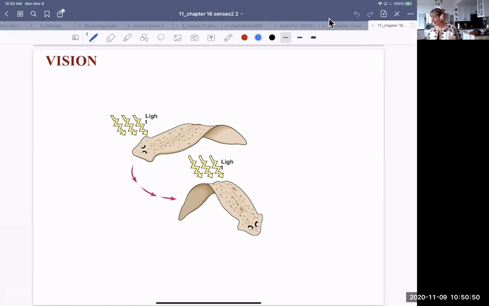So you're wondering why we have this funny looking little critter here at the beginning of our lesson on vision. It's very odd. Have you ever seen one before? This little drawing. You probably haven't because they're very small.